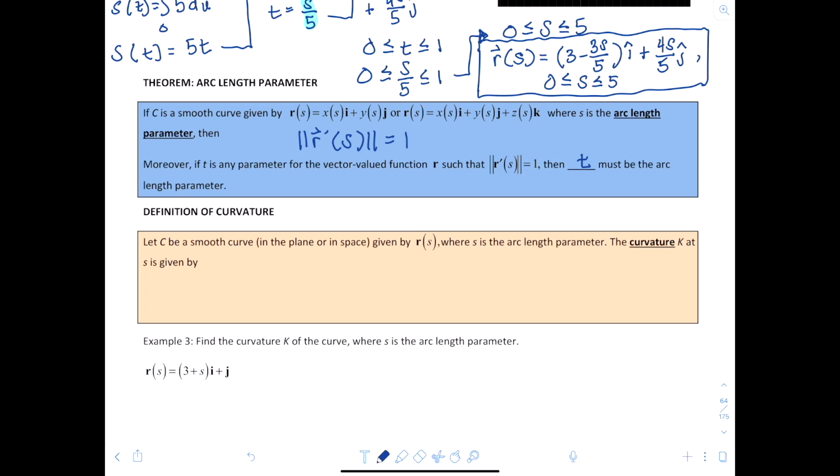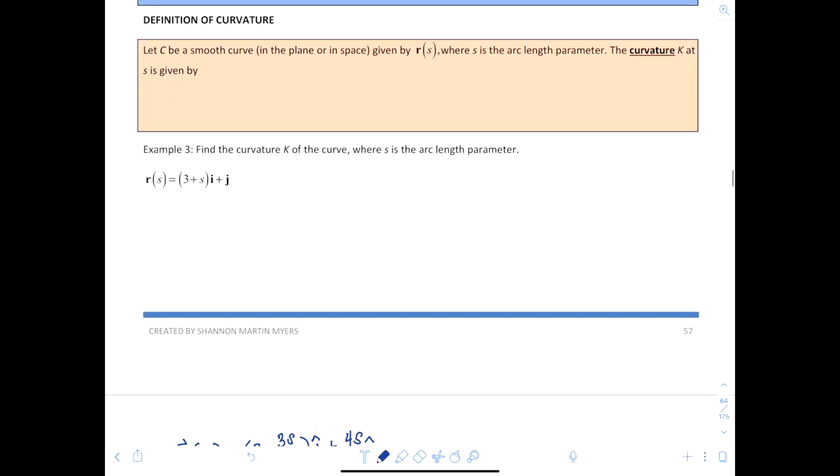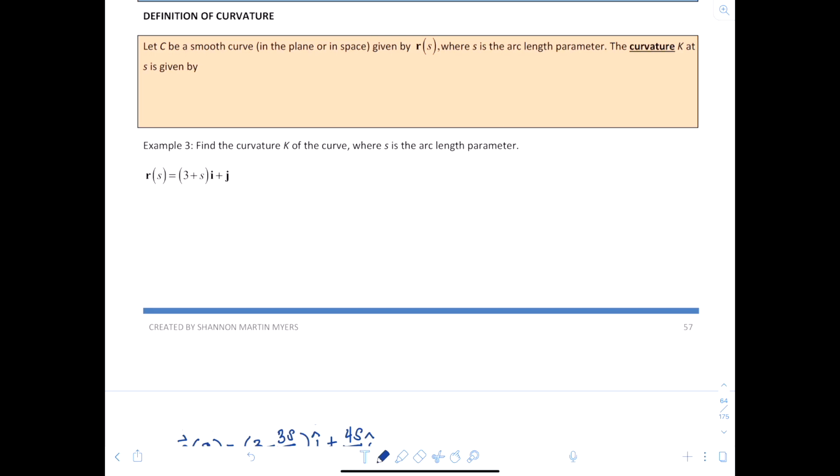So basically, in logic, if you've got a parameter t for a vector valued function r, and it's given that the magnitude of r prime at s is 1, then that implies s must be the arc length parameter. Cool? All right, so definition of curvature. Let C be a smooth curve in the plane or in space given by r at s, where s is the arc length parameter. So we know the magnitude of r prime at s is 1.